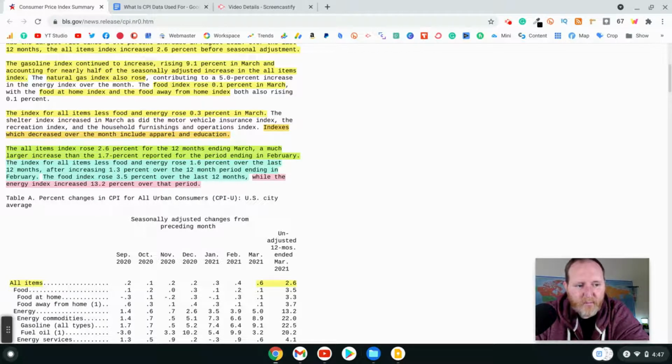The index for all items less food and energy rose 1.6% over the last 12 months after increasing 1.3% over the 12-month period ending in February. The food index rose 3.5% over the last 12 months, while the energy index increased 13.2% over that same period, over the last 12 months for the last year. So those numbers are all annualized.